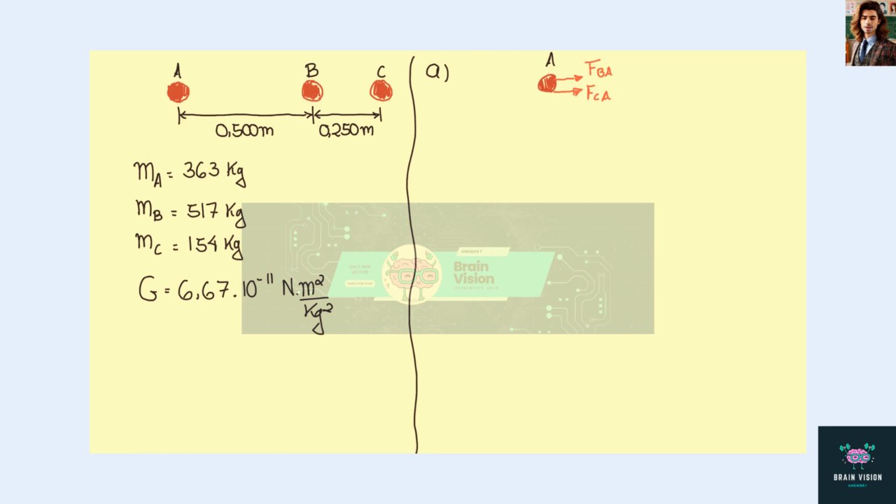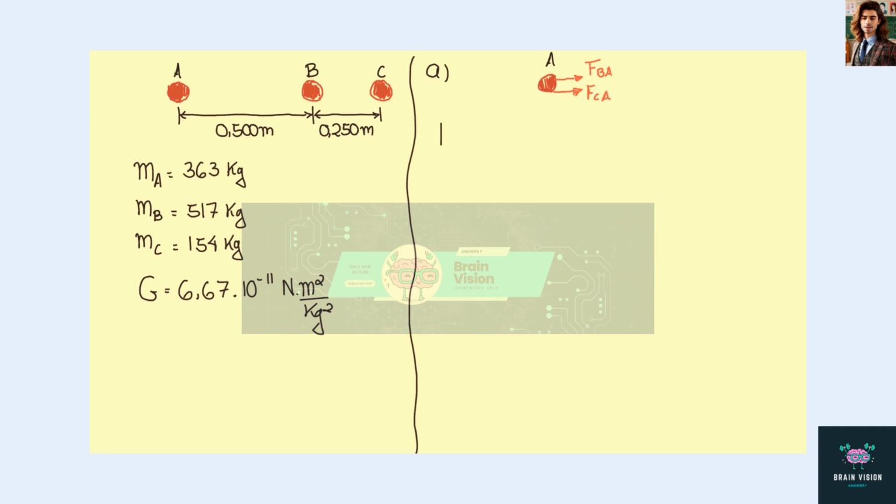There are two gravitational forces acting on particle A. One of those gravitational forces comes from particle B and another one from particle C. So I labeled FBA, the gravitational force acting on particle A, as an effect of the mass of particle B. Similarly, I labeled FCA, the magnitude of the gravitational force acting on particle A because of the mass of particle C. Now we proceed to calculate the magnitudes of these forces.